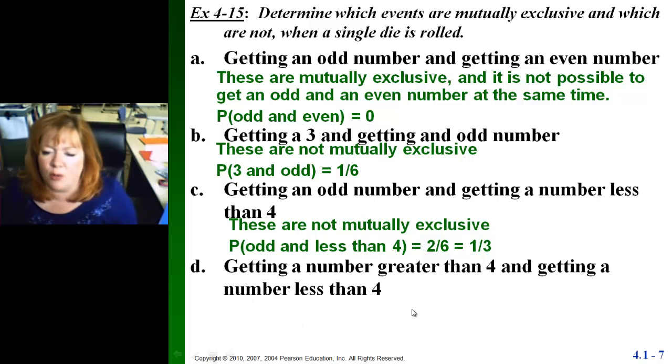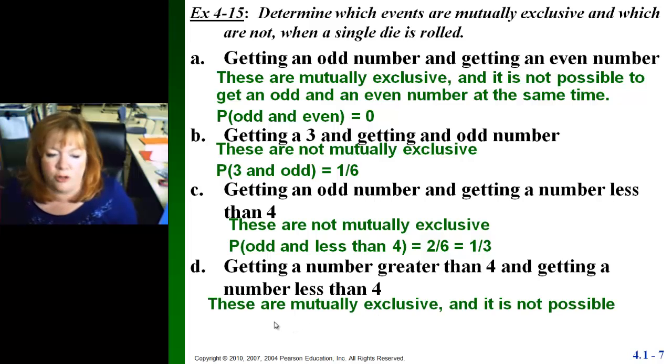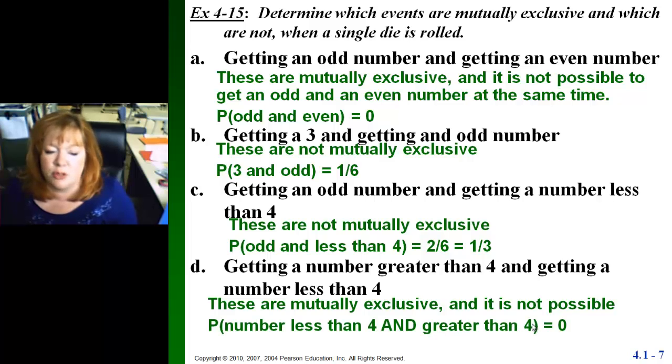Getting a number greater than 4 and getting a number less than 4. Not possible. No es posible. These are mutually exclusive and it's not possible, so the probability is 0 again.